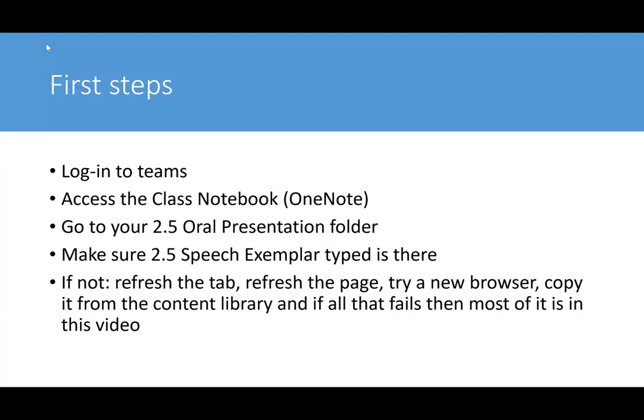So, what you'll need to do is log into Teams, or if you have the OneNote app, just go straight into that. Access the class notebook. Go to your 2.5 oral presentation folder and make sure that the 2.5 speech exemplar typed is there. So that's the file that we're looking at today. That's going to be in your main class notebook, which I have shown you before.